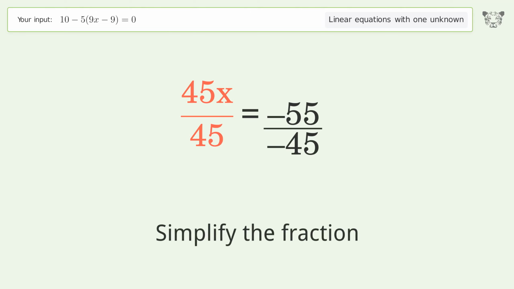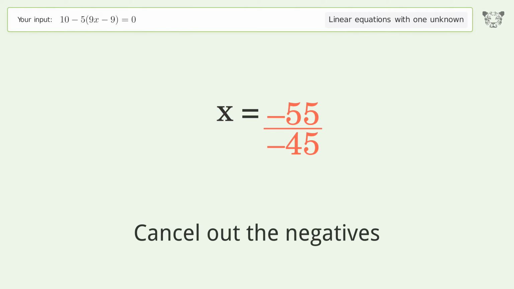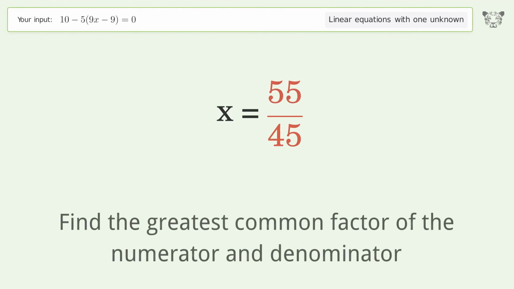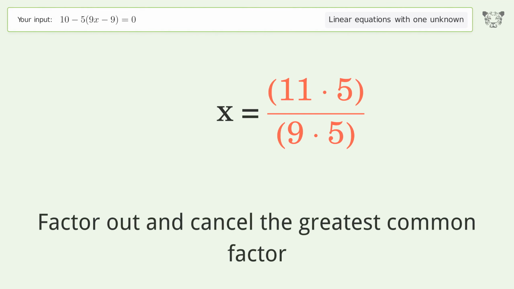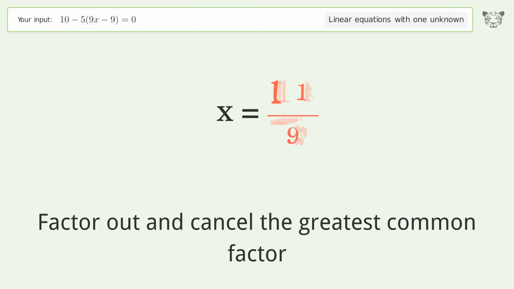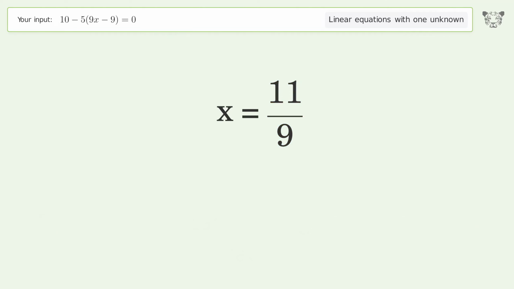Simplify the fraction. Cancel out the negatives. Find the greatest common factor of the numerator and denominator. Factor out and cancel the greatest common factor. And so the final result is x equals 11/9.